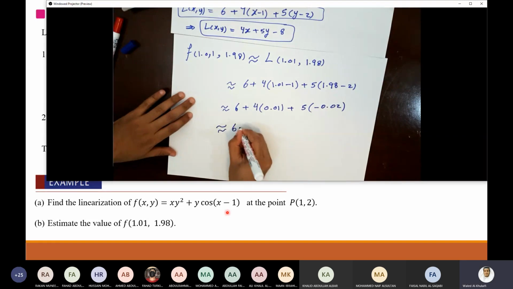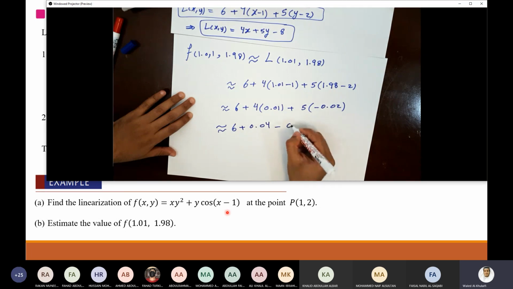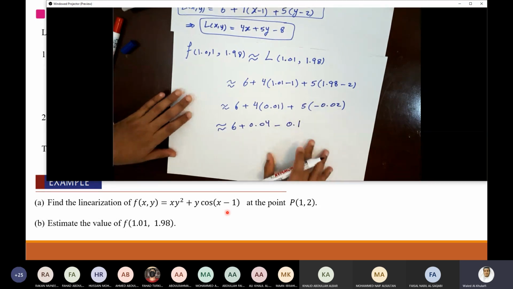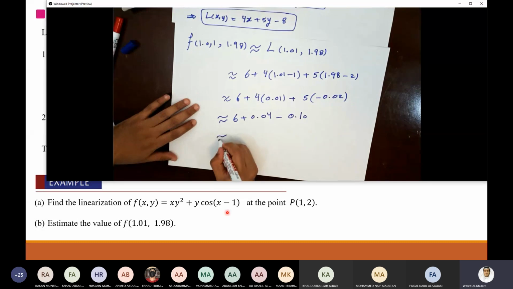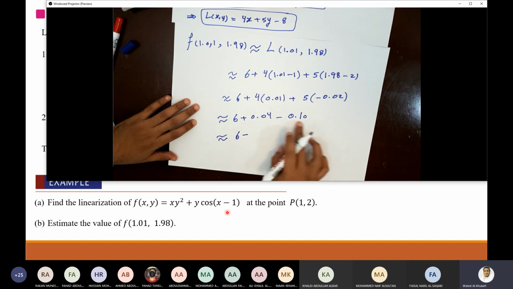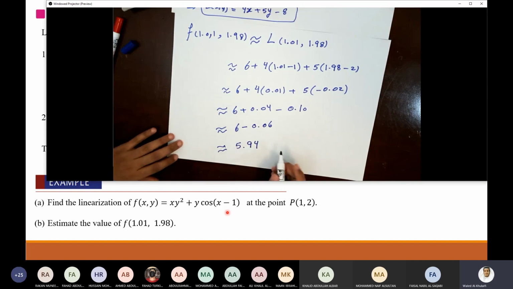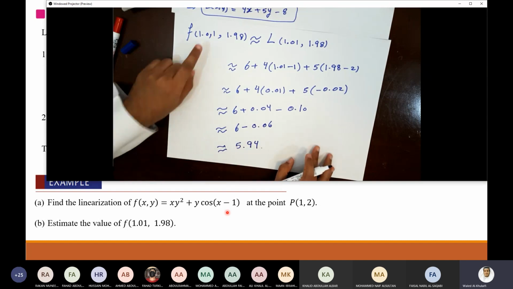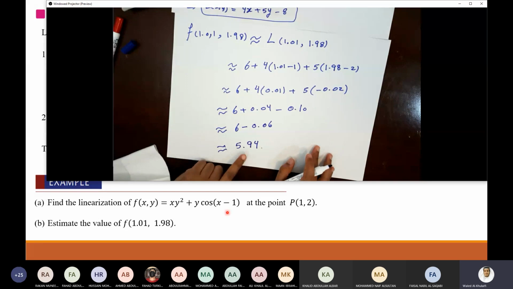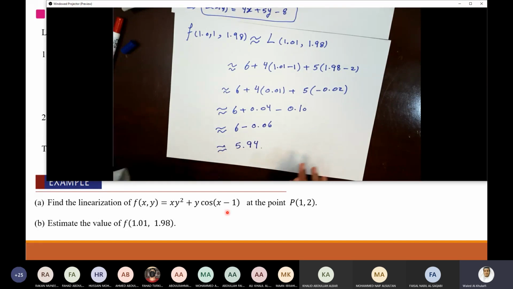So this will be 6 plus 0.04 minus 0.10, if you want, that's fine. And this will be 6 minus 0.06, which will be equal to 5.94, right? Because of 4 you get 1 and you get 6. Okay, so the value of the function is approximately equal to 5.94.